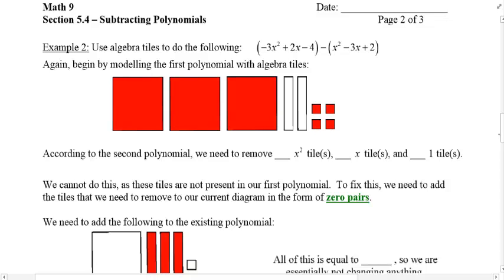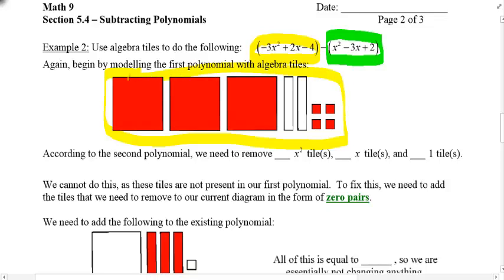Okay? And this time, I've got these 2 polynomials. So negative 3x squared plus 2x minus 4. I'm going to take away from it x squared minus 3x plus 2. So again, I'd like you to begin by modeling the first polynomial, meaning drawing it out. And once again, say thank you. I've done it for you already. Now, according to the second polynomial, the one in green, we're going to have to remove the following.